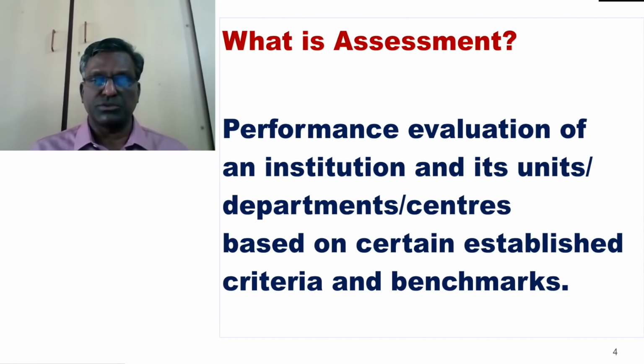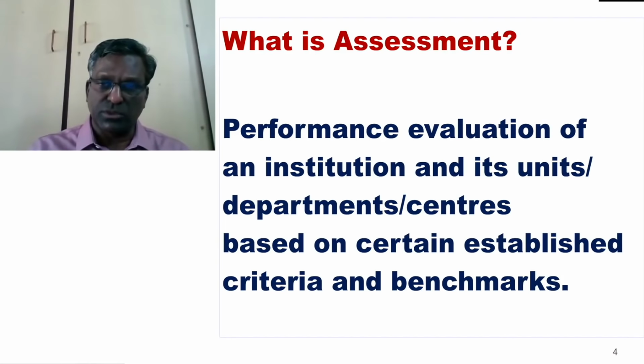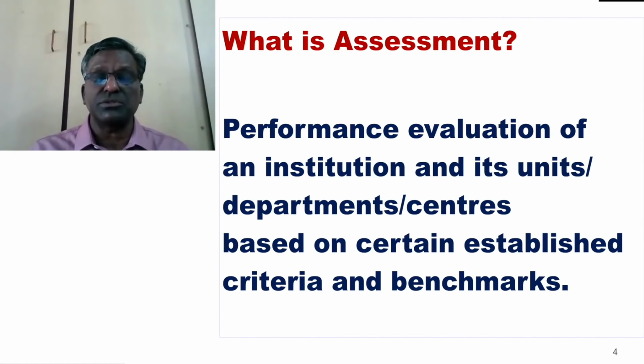Okay, so this institution could be a university, could be an autonomous college, could be a constituent college, could be an affiliated college. So we are talking of the institution as a whole and the various units or the departments or the centers. Could be the Department of English, could be the nanotechnology center, could be the examination unit. So the institution as a whole and the various units or the centers or the departments that constitute the institution.